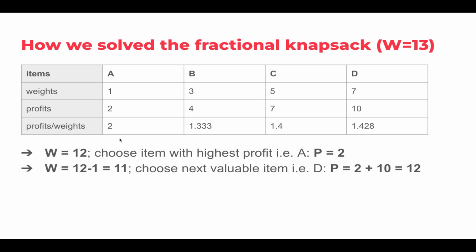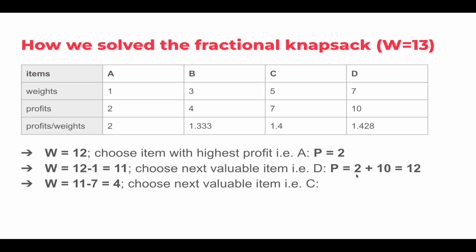And the next valuable item to me, I'm looking at this bottom column here, is this one, which is 1.428 as well. And so I'm going to choose item D. It means if I choose the whole of item D, I end up getting 10 as the profit. So my total profit is going to be 2 plus 10 to give me 12. And now I remain with 11, which was my previous weight, minus 7, which is the weight of D. So I remain with 4.